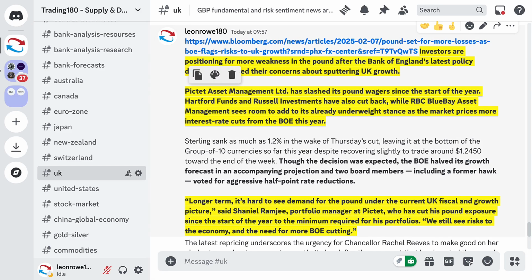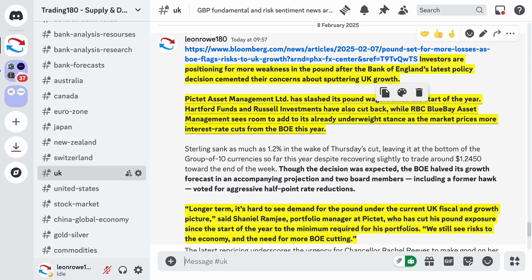And so, yeah, the UK at the moment, I'll just read this out. It says investors are positioning for more weakness in the pound after the Bank of England's latest policy decision cemented their concerns about sputtering UK growth. Pictet Asset Management Limited has slashed its pound wagers since the start of the year. Hartford Funds and Russell Investments have also cut back, while RBC BlueBay Asset Management sees room to add to its already underweight stance as the market prices more interest rate cuts from the Bank of England this year.